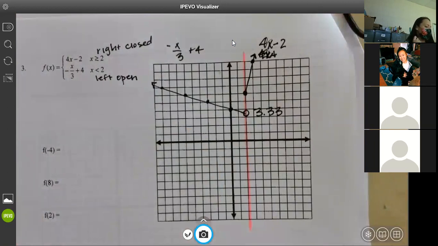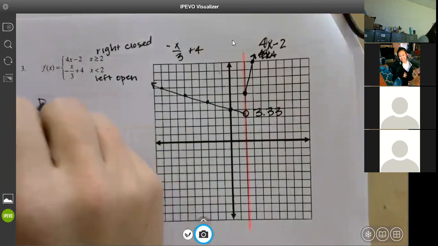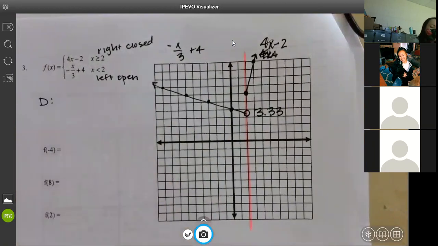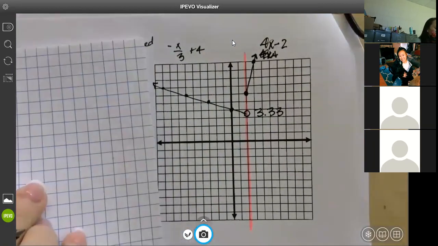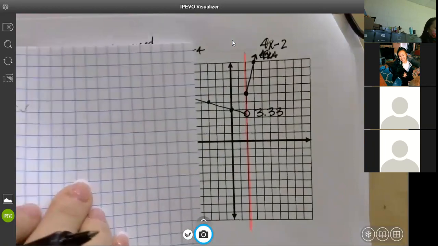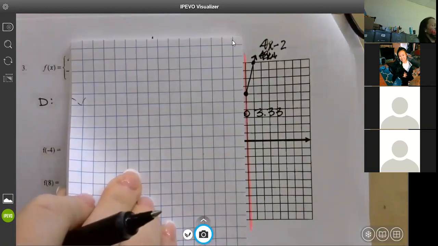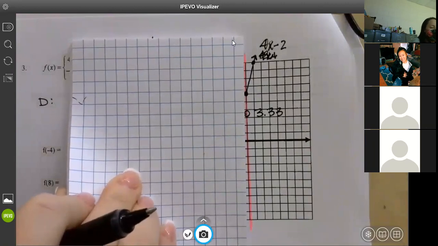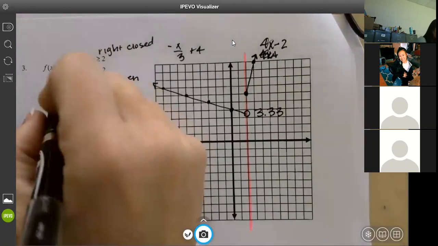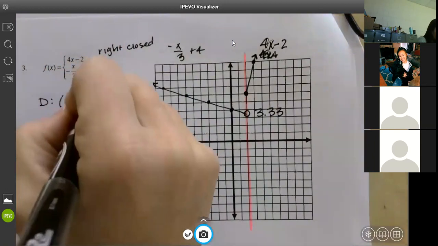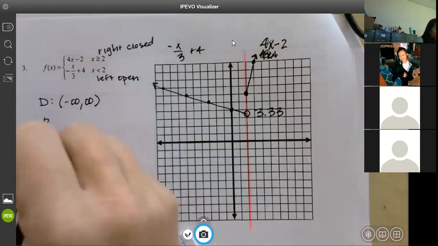Okay. All right, so our domain. On the left, we have an arrow, so negative infinity. As we go to the right, there's an open circle, but there's a closed one that touches it as well, so we ignore it. And then we keep going forever. So your domain on this one is negative to positive infinity.